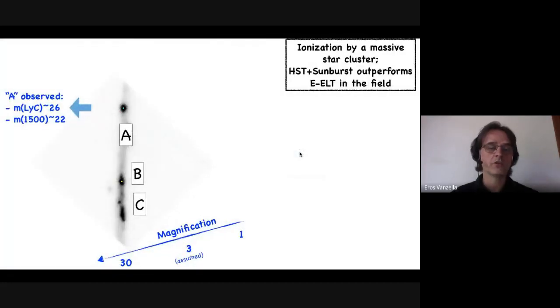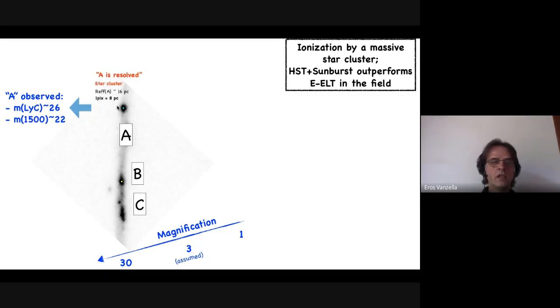So I'm going to finish with two slides. This is very instructive because this is a sort of laboratory in several respects. In this particular case, I would like to emphasize, this is the same Sunburst arc where you have the knots C, B, and A. And this is knot A, for which we are claiming that this is a star cluster. This size must be revised when we have a good model. Maybe you see it is 10 parsec or even smaller than 10 parsec. This is just an exercise for the moment.